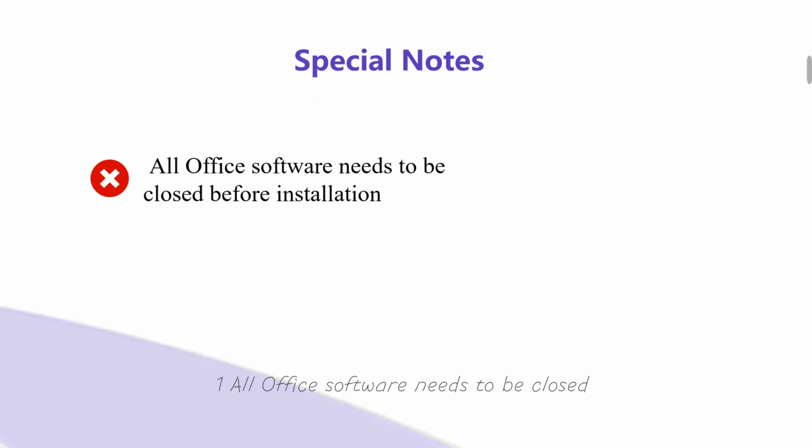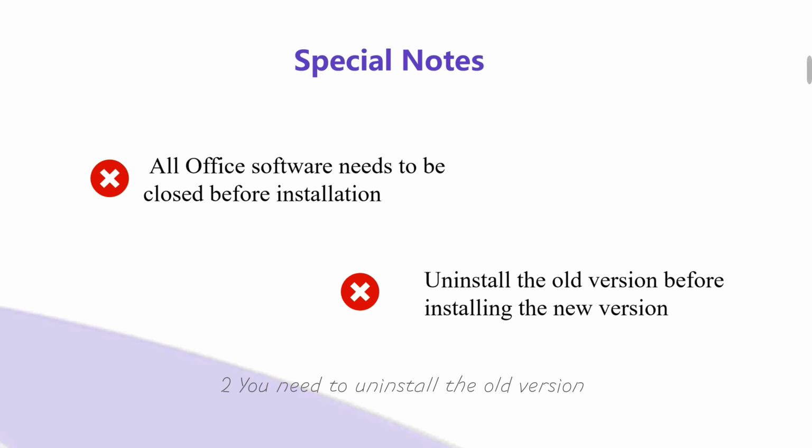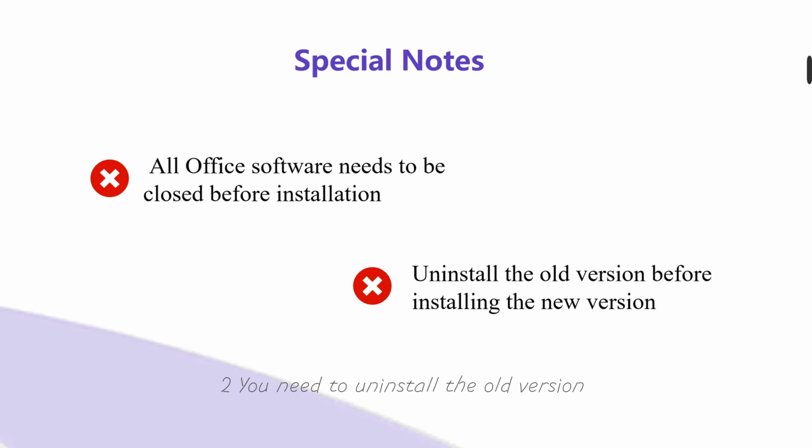Number 1. All Office software needs to be closed before installation. Number 2. You need to uninstall the old version before installing the new version.